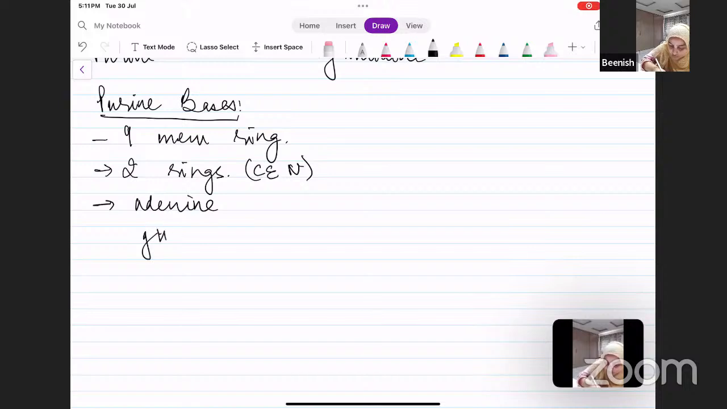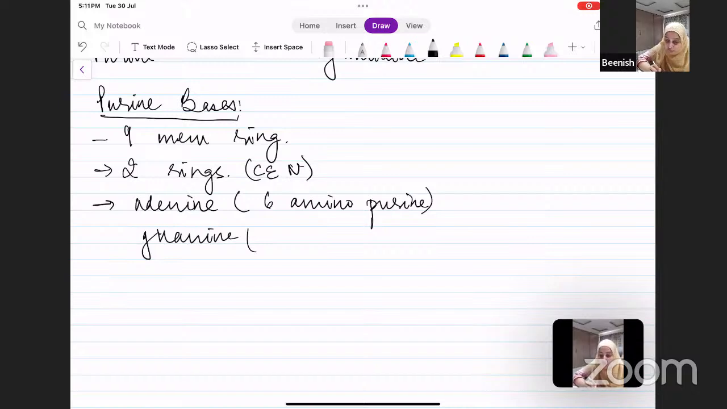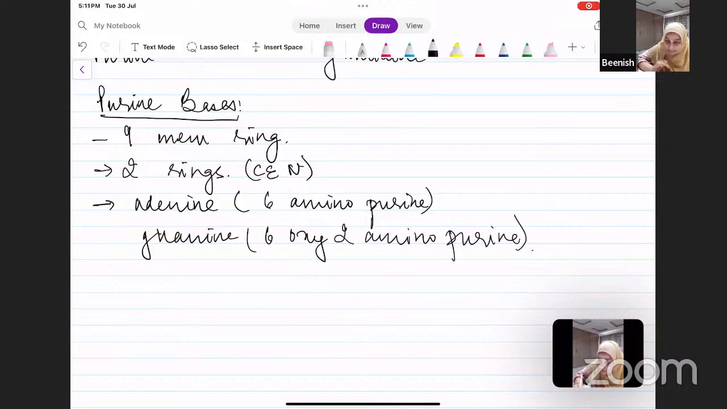And the two common purine bases found in DNA and RNA are adenine and guanine. Your adenine is 6-amino purine. That is, to the purine ring at the sixth position, you have amino. And your guanine is 6-oxy 2-amino purine. Okay.